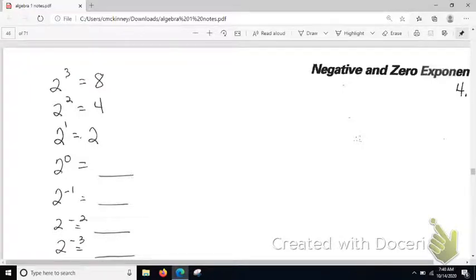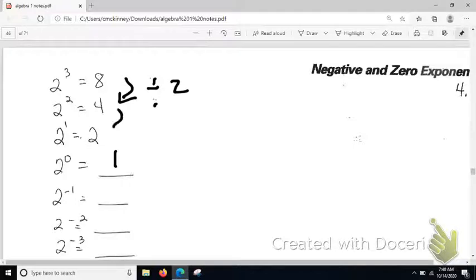Now let's come back down that ladder. If I were going down this ladder to go from the 8 to the 4, instead of multiplying, I would be dividing by 2, right? And then 4 divided by 2 is 2. Then 2 divided by 2 is 1. It's not 0. Things to the 0 power are always equal to 1. And that's why, because I need to be able to continue the same pattern.